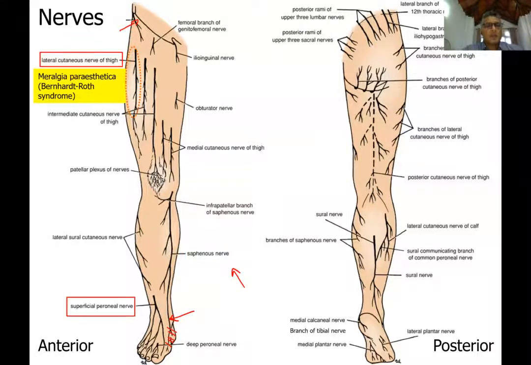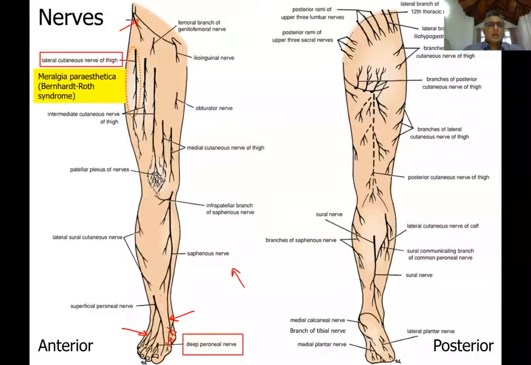Then the superficial peroneal nerve. Superficial peroneal nerve, it's the nerve of the lateral compartment of the leg. The motor part of the superficial peroneal nerve supplies the peroneus longus and brevis muscles in the lateral compartment, and the cutaneous component enters the subcutaneous tissue in the lower part of the leg, supplies the anterior aspect of the lower part of the leg and the dorsum of the foot.